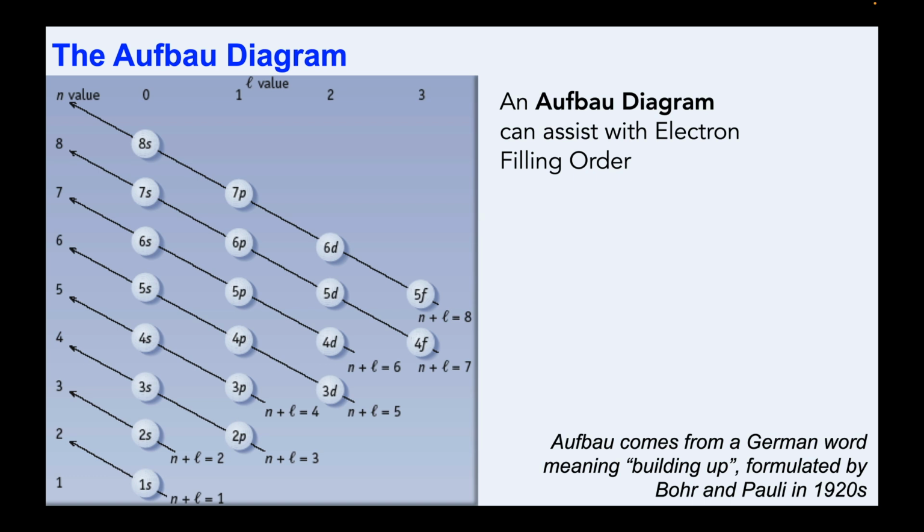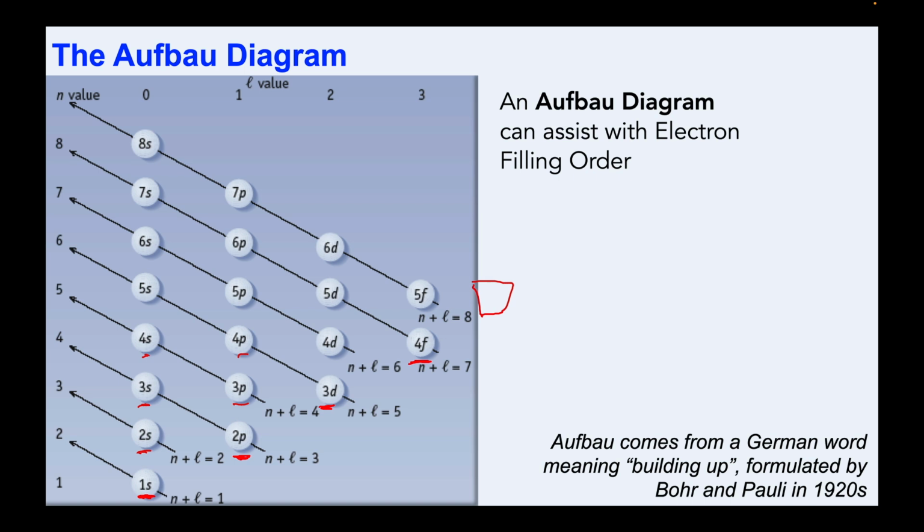And so what you do to write the diagram is on the left side, you start with 1s, then go 2s, 3s, 4s, all the way up. And then you go up and over 1 to start 2p, then go 3p, 4p, etc. Up and over 1, start 3d, 4d, etc. And then up and over 1, 4f. And if, by the way, you had a 5G, it would be right here, etc., etc.